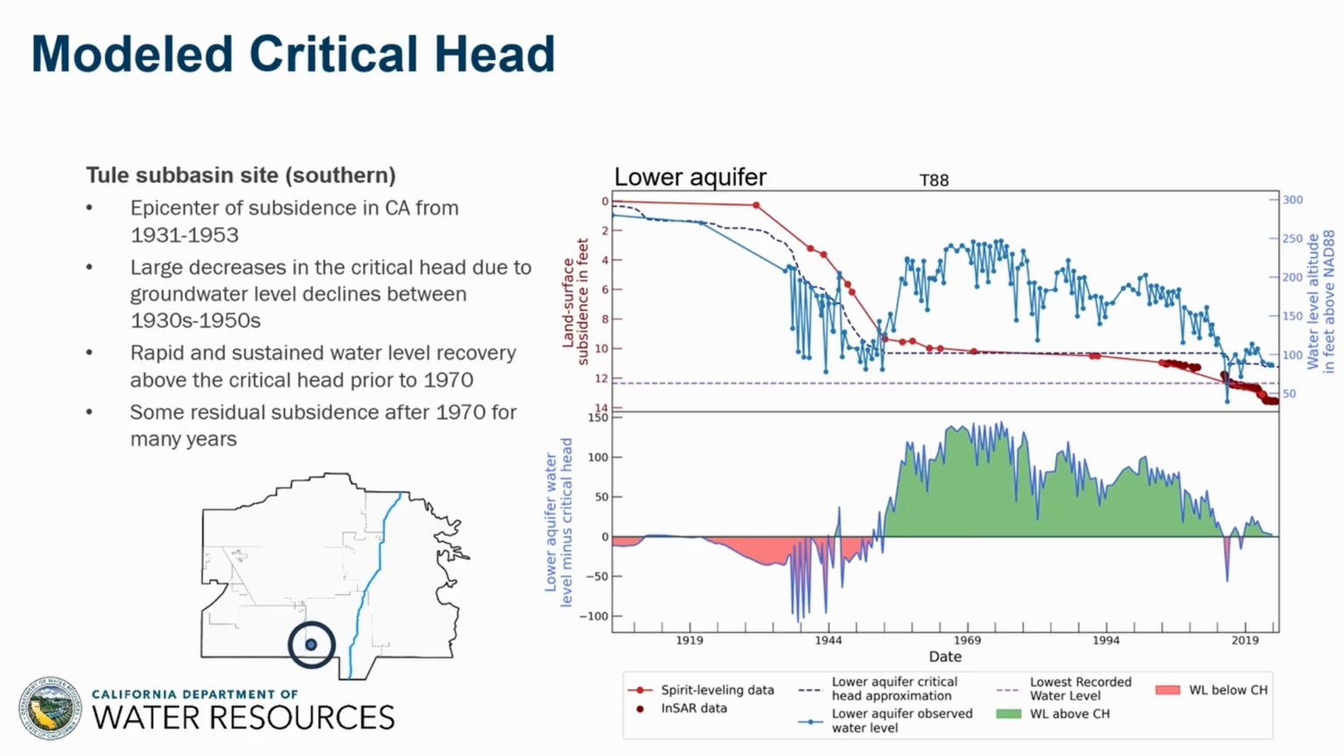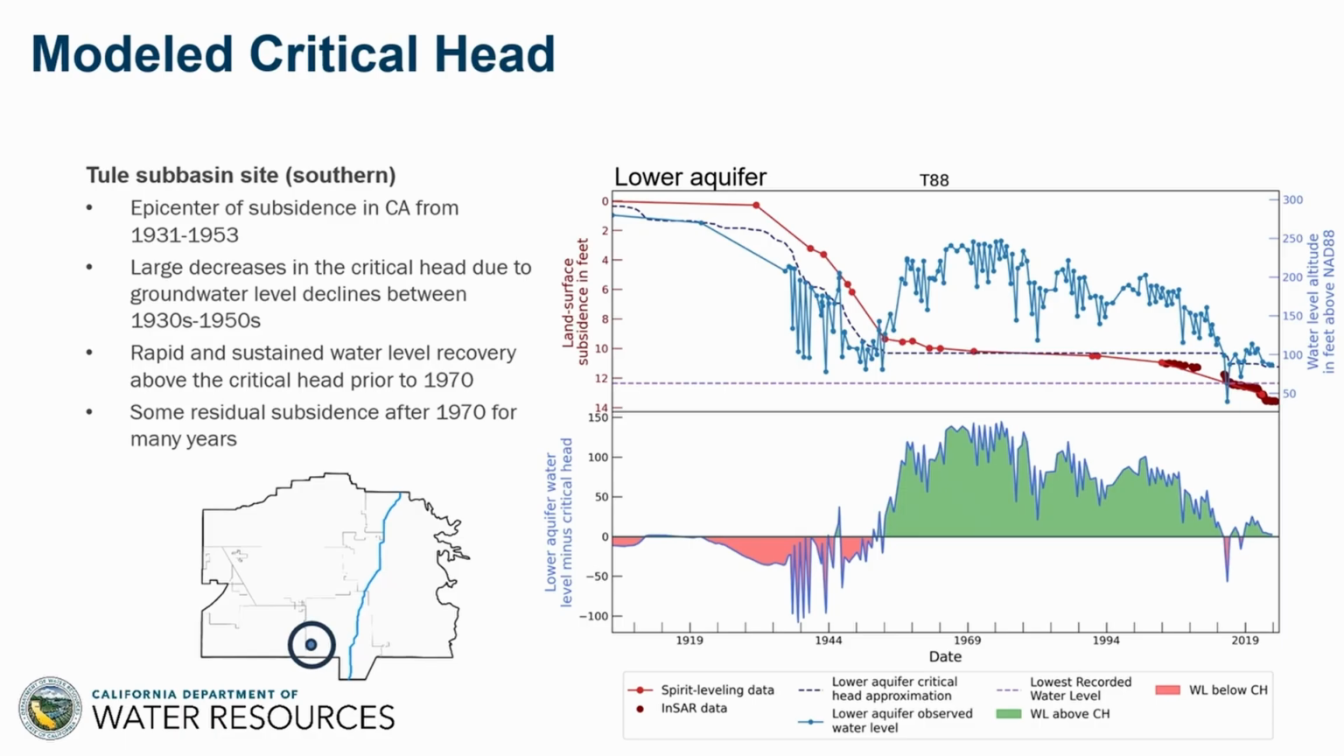The bottom pane of this figure shows you the difference between the critical head and the observed water level in the lower aquifer, although here that is technically the simulated water level. So if it's in green, the water level is above the critical head, and if it's in red, it is below the critical head. I'll note that I'm showing only the lower aquifer in this figure because the vast majority of subsidence in this location is from the lower aquifer based on nearby extensometer data.